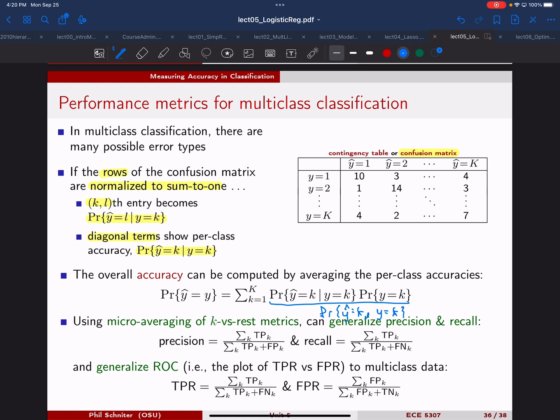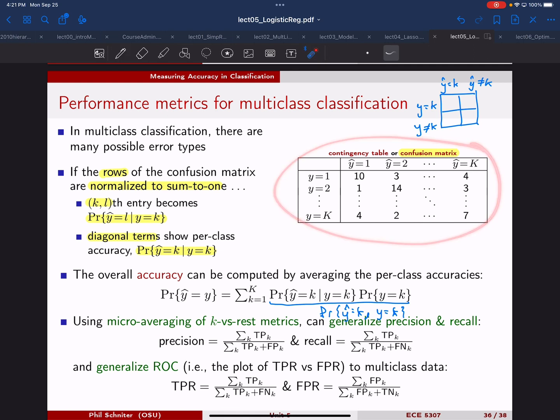So let me first describe what this K versus rest metric is. Let me make a little table here. This is going to be y equals k, and at the top y is not equal to k. And then we have y hat equal k, y hat not equal to k. For example, if I'm focusing on k equals 1, then this block would sum over all of these, this block would sum over all of these, and this block would sum over all of those. Okay, so these are the one versus rest, or K versus rest, metrics. We can give these names. We can call this the true probability sub K.